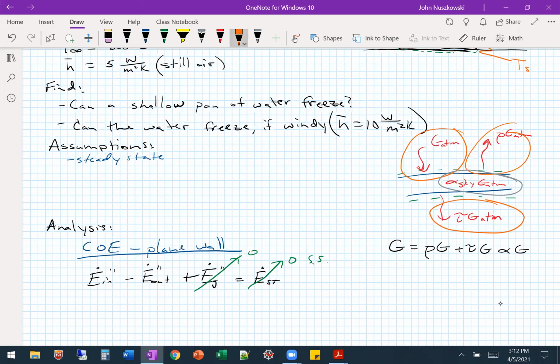All right, if you cancel some things off, so if transmitted is zero, that's opaque. I'll not do that yet. If we just cancel G out of each of these, you have one equals reflected plus transmitted plus absorbed, right? And then we can do that. If this transmitted is zero, that's opaque.